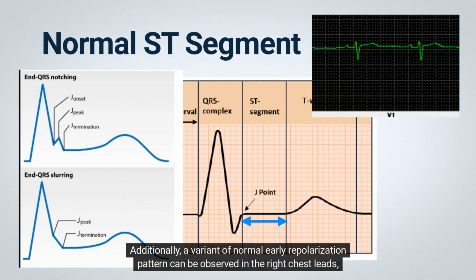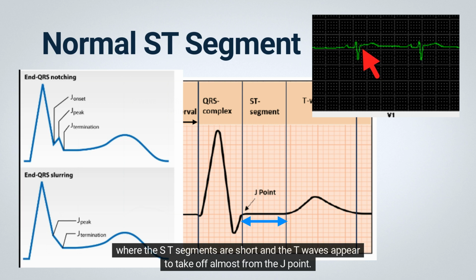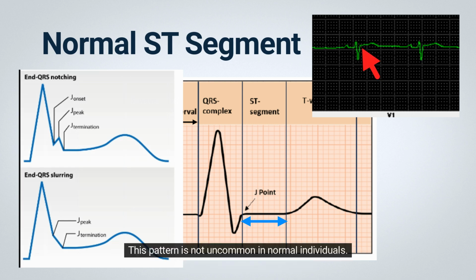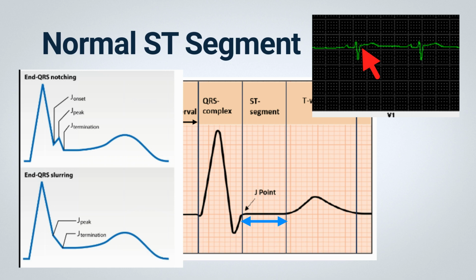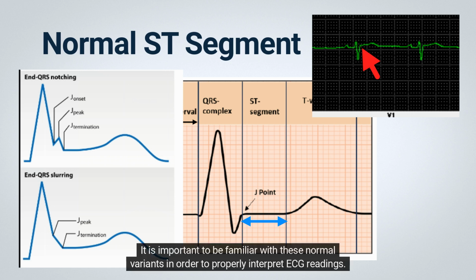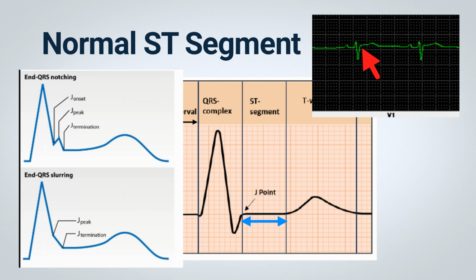Additionally, a variant of normal early repolarization pattern can be observed in the right chest leads, where the ST segments are short and the T waves appear to take off almost from the J point. This pattern is not uncommon in normal individuals. It is important to be familiar with these normal variants in order to properly interpret ECG readings.